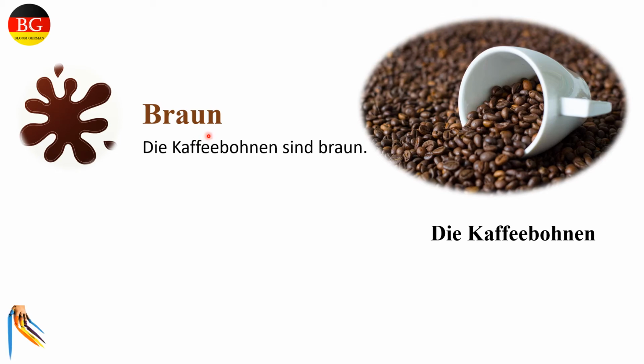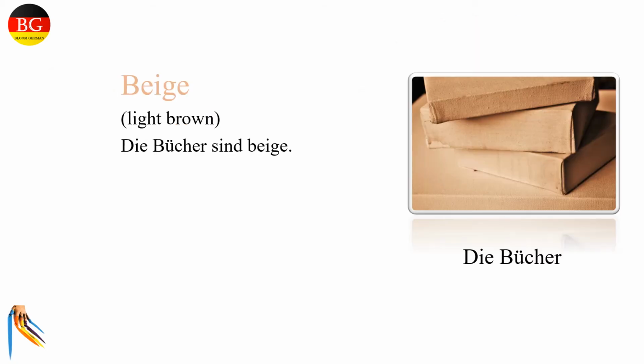And Gift is nothing but poison in the German language. Braun. The pronunciation is similar to the English language. Die Kaffeebohnen sind braun. The coffee seeds are brown in color. Beige. Repeat after me. Beige, light brown. Die Bücher sind beige.